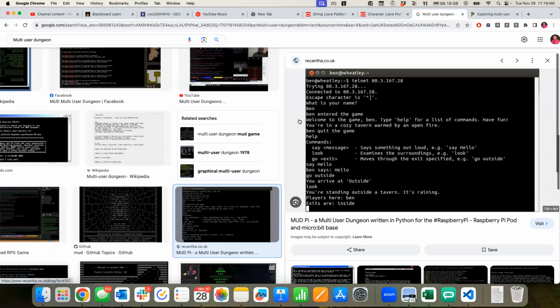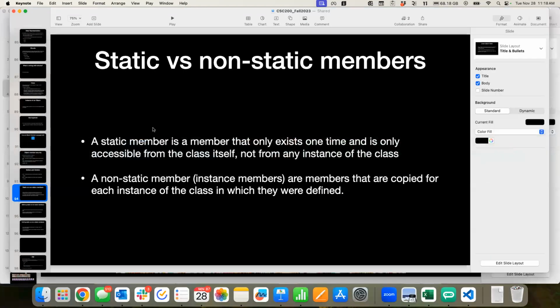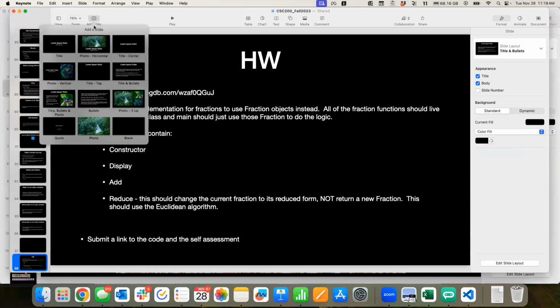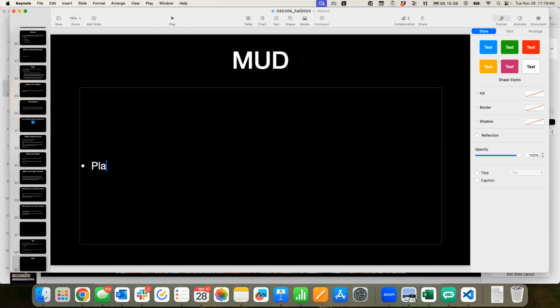But in any case, we're going to try to make one of these. We want to think about this from the perspective of what are the parts that make this up? We want to start thinking about this in an object-oriented manner. So we're going to make our MUD, or multi-user dungeon. Well, in our game, we're obviously going to have players, right?